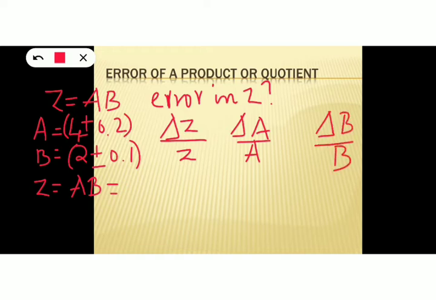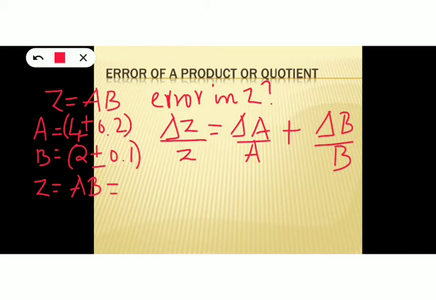We had discussed relative error in our previous sessions, so just recall that. So how will you find out the relative error in Z? It is obtained by adding the relative error in A and the relative error in B. So when two quantities are multiplied, the relative error in the result is the sum of relative errors in the individual quantities. For a product, we must find the relative error, and that is obtained by adding the relative errors of the individual quantities.